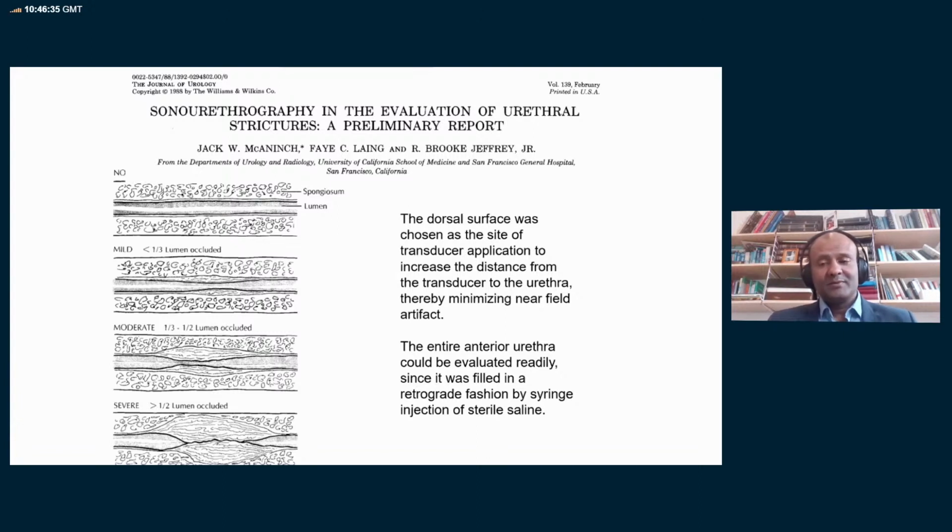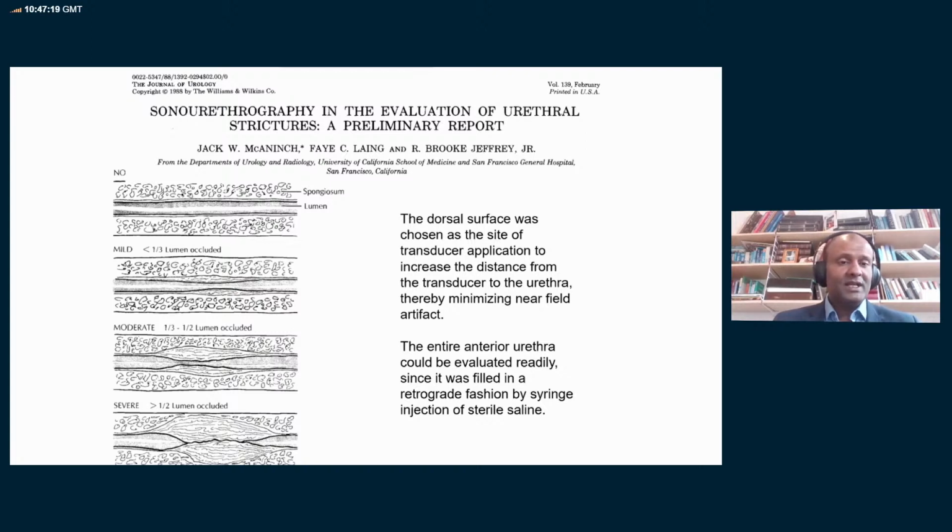So the first paper by well-known urologist Jack McAninch, who's very well-versed in urethral stricture disease and trauma of the urinary tract, postulated three types of stricture visible on ultrasound. They used a transducer applied to the dorsal surface of the penis, and they applied some slight pressure and stretch of the urethra, thereby minimizing the near-field artifact. They were able to evaluate the entire anterior urethra. And in fact, in this study, and you'll see in the subsequent papers, most of these papers had standard retrograde urethropography first and then the ultrasound, because this was a technique in evolution.